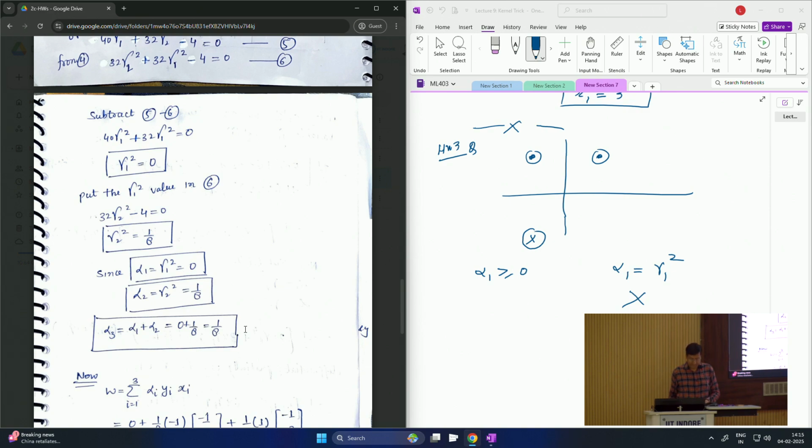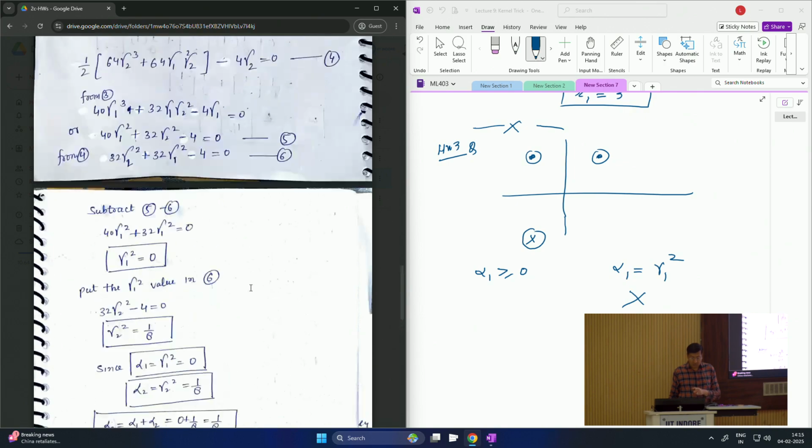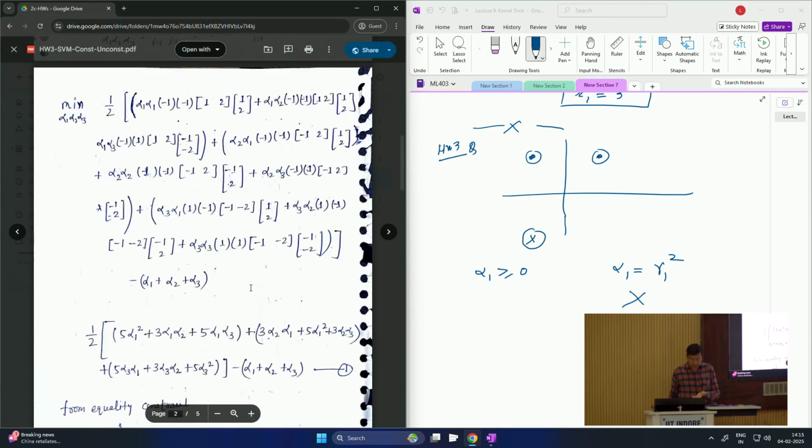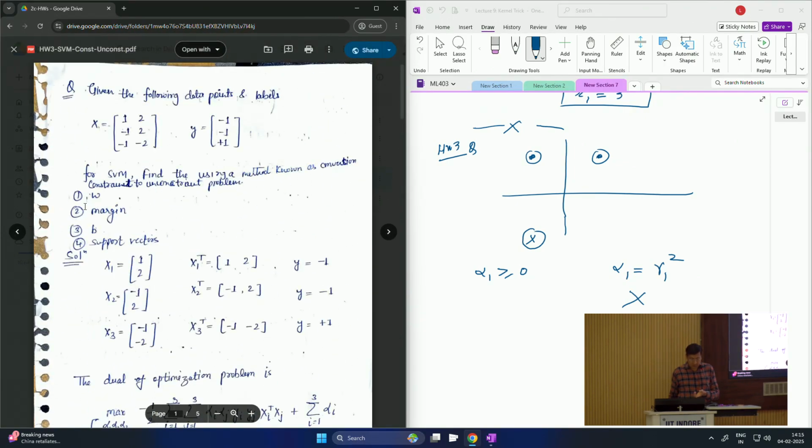Okay? Alright. So now what do we do? What did we have to find? We had to find W, we had to find the margin, we had to find the B, we had to find the support vectors. Those are the 4 things we had to find. Now what was W? How was W defined?